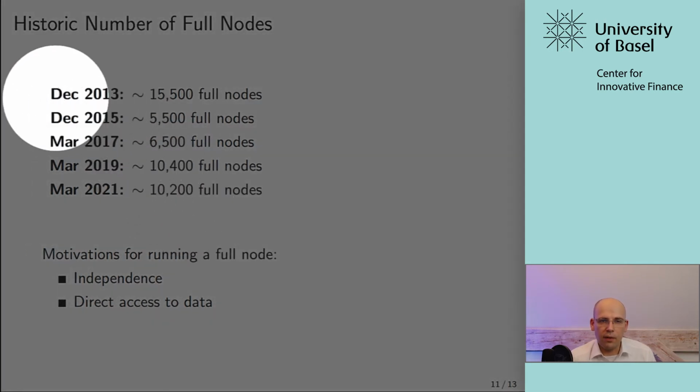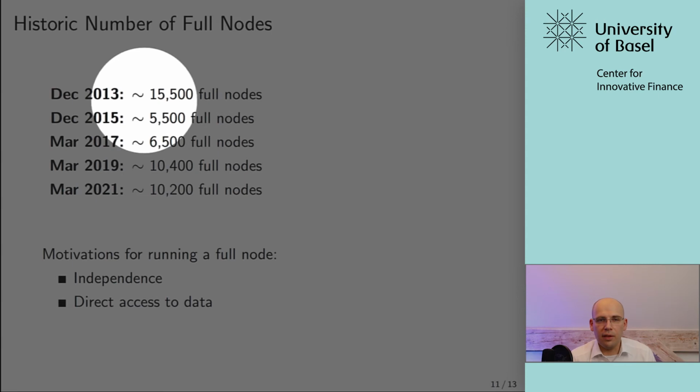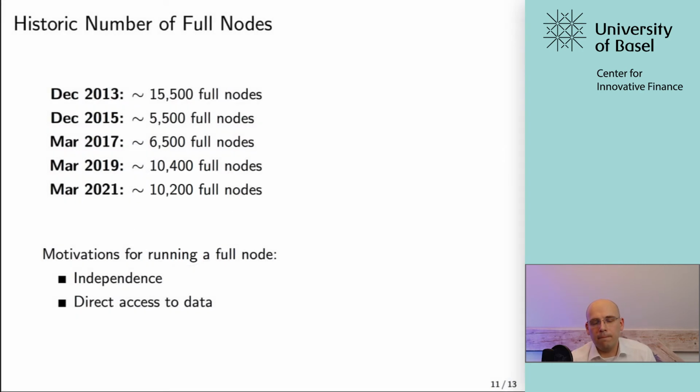In December 2013, we had approximately 15,500 full nodes. It dropped down significantly and went up again. The reason for the drop, you can only speculate, but when you think about it, you don't have a direct incentive supposedly to run a full node. Many people don't have a need for verifying it on their own.